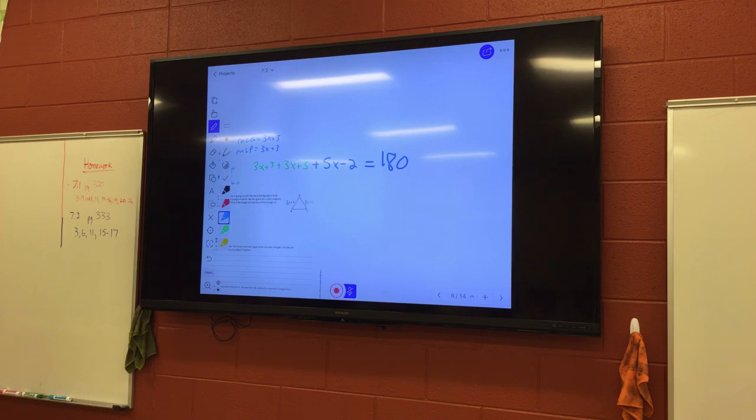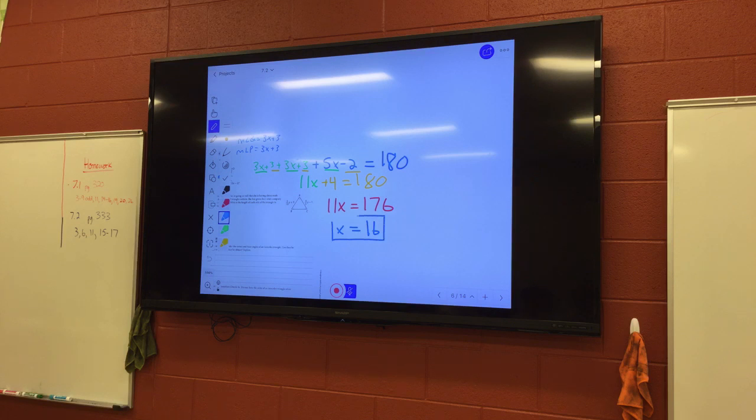So now we want to simplify this. I'm going to combine my x's, so 3x plus 5x gives me 11x. Then 3 plus 3 is 6, minus 2 gives me 4. So I'll have 176. Or sorry, not 176, I did a step ahead. Equals 180. Okay, so now I'm subtracting 4 on both sides. So I'll get 11x equals 176. Divide by 11 because I want to solve for x, so I'll get x equals 16.